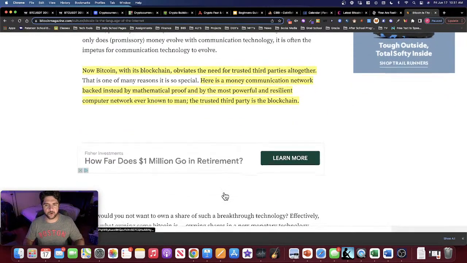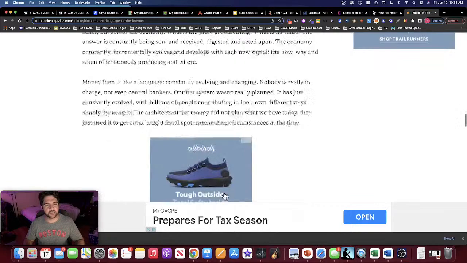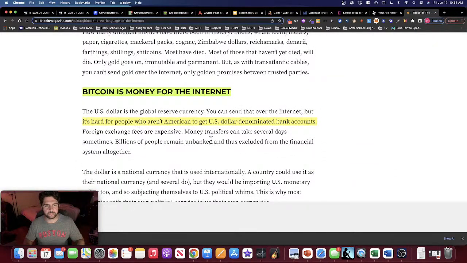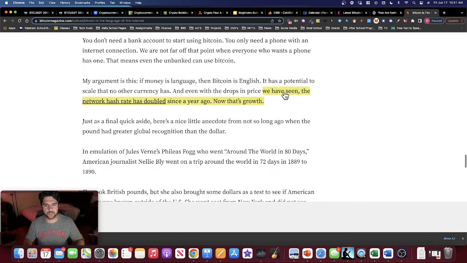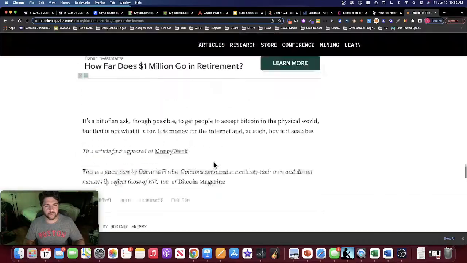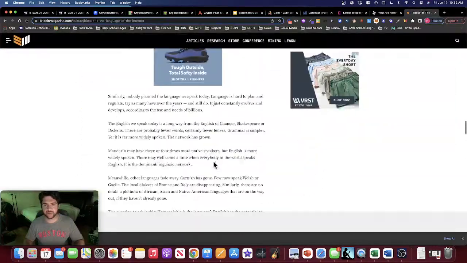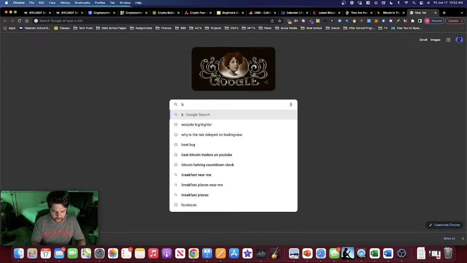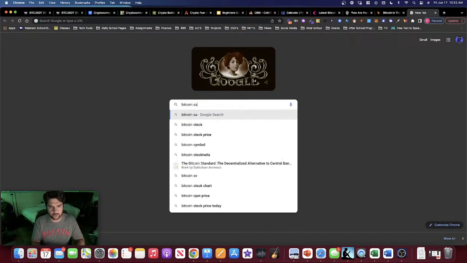You don't need a third party to send and receive money. That's the value of the network. Again, people who don't have bank accounts have a hard time, but they can use Bitcoin to send and receive money. The hash rate has doubled since a year ago, which is growth. So that is in essence how we measure the strength of Bitcoin. So, Bitcoin hash rate.